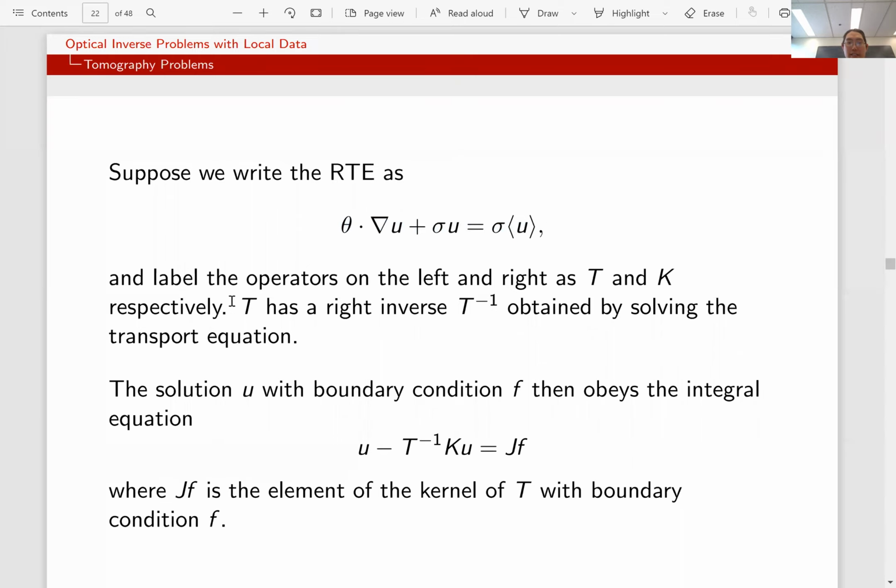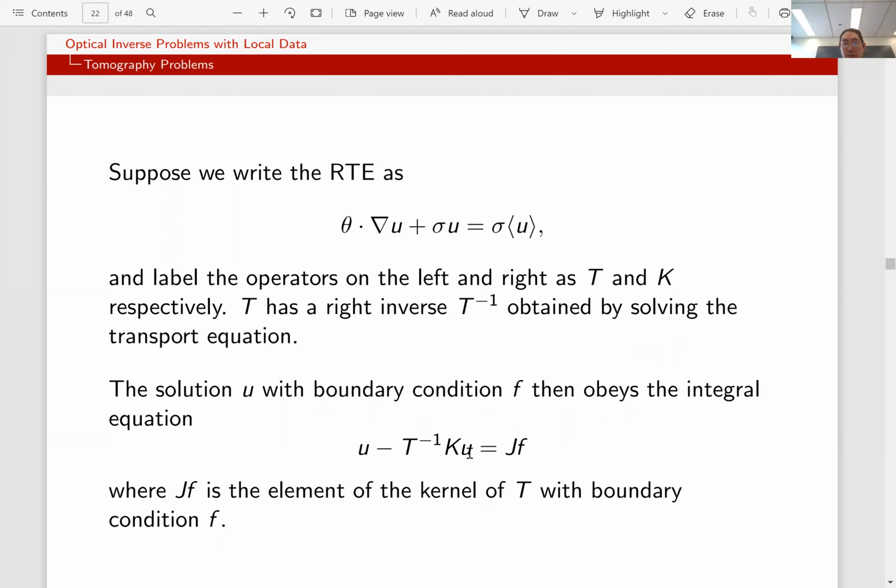And T, I understand very well. T is a transport equation, and I know how to solve a transport equation. So there's a right inverse, T inverse, that I obtain to the operator on the left side by solving the transport equation. I can apply T inverse to both sides of this equation. When I apply T inverse to K, I get T inverse of K. When I apply T inverse on the left side of T, I get U up to something in the kernel of T.